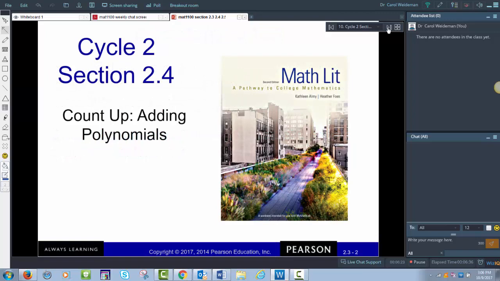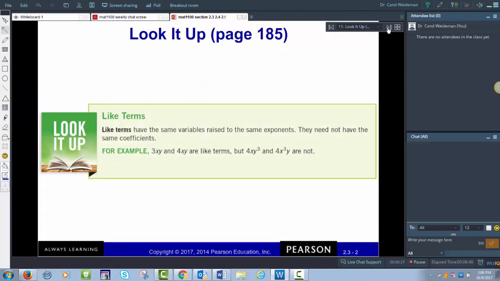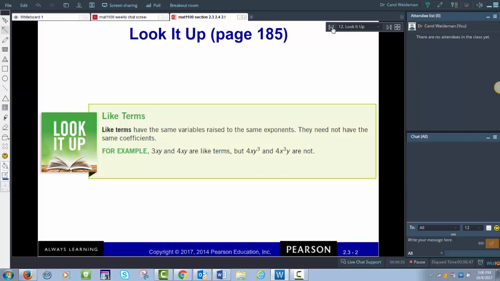Okay, the second section we're going to do this week is called adding polynomials. And we want to talk about what like terms are. They have the same variables raised to the same exponents. They do not have to have the same coefficients though. So for instance, if I look at these two terms, 3xy and 4xy are like terms because the variable portion is identical. So if I wanted to add those together, I would simply do 3 plus 4 or 7xy.